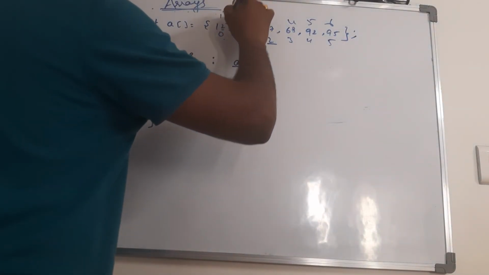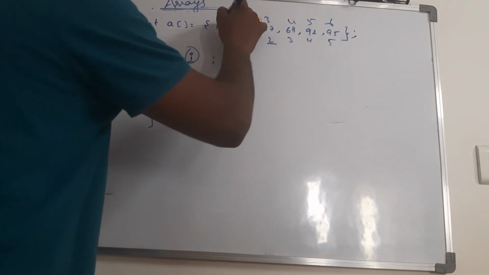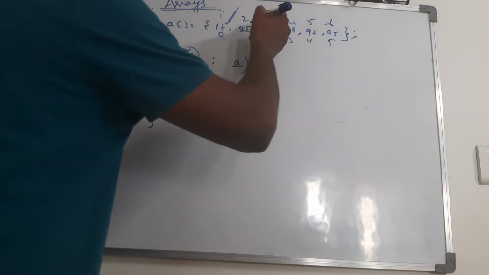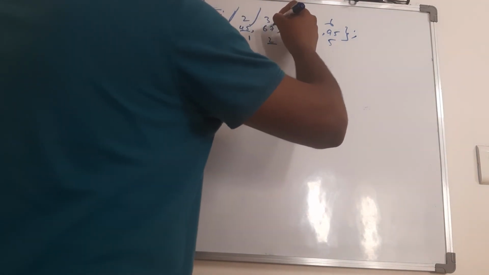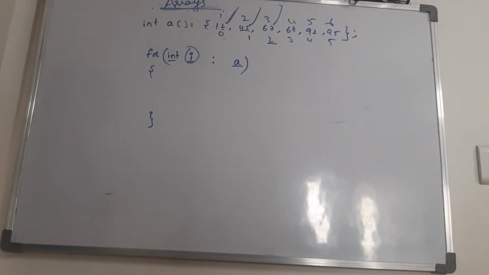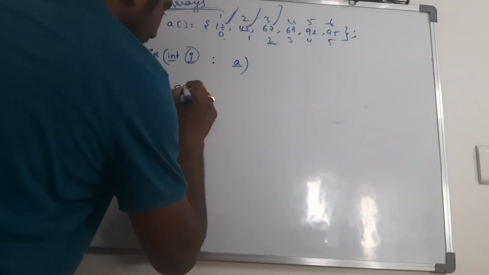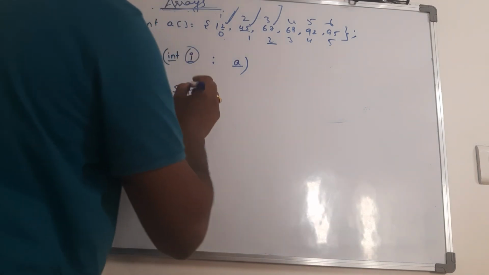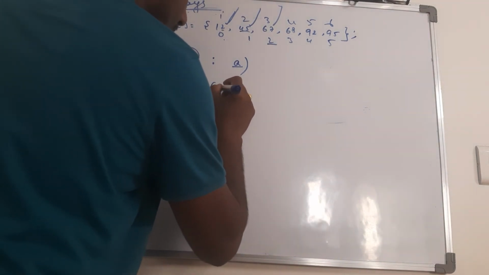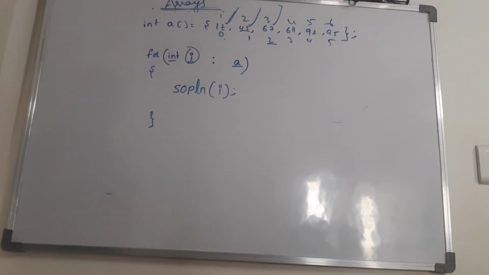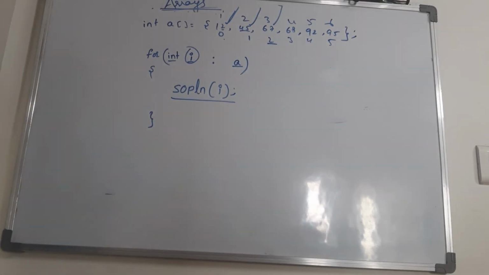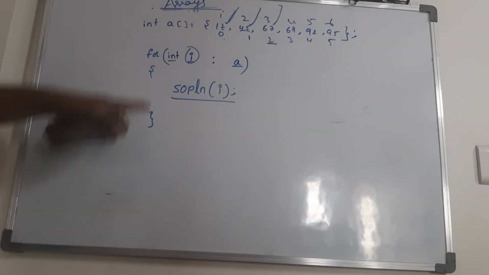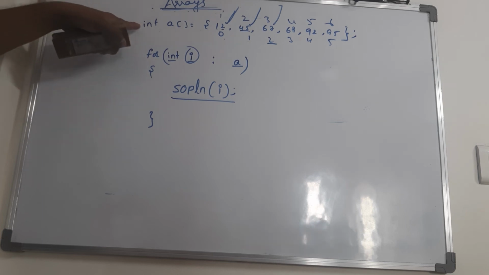For the first iteration, i contains this particular value. Next time i will contain this 45. Next time i will contain this 67. Now I will print i. This is the for each loop. This is a way to iterate an array.